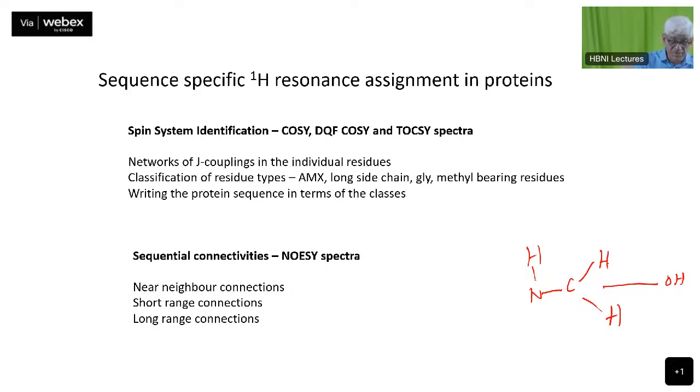The next step will be to connect these individual amino acid residues using the NOESY. The NOESY gives you correlations from one amino acid residue to the next amino acid residue, and that is called the sequential connectivity in the NOESY spectrum. So typically, to start with, when you are given a polypeptide molecule, you record COSY, DQF-COSY and TOCSY spectra. Then you also record the NOESY spectra.